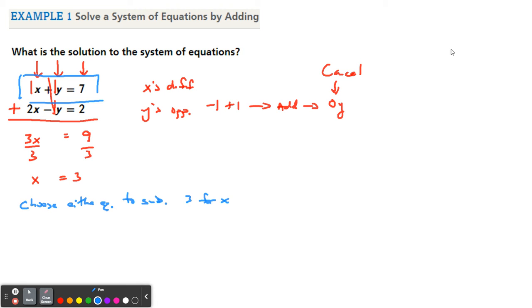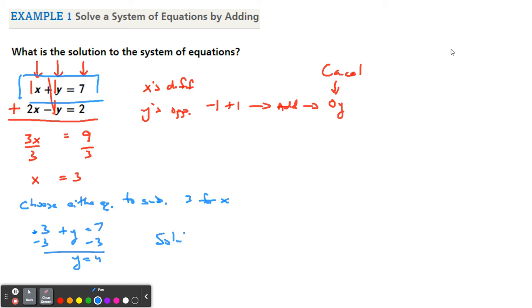So I'm going to replace this x with my 3. Now, you could put the 1 in front of it, but you don't need to. So this is just 3 plus y equals 7. And to solve this for y, I have to get rid of this +3. So we're going to subtract 3 on both sides, and y is 4. 7 minus 3 is 4.